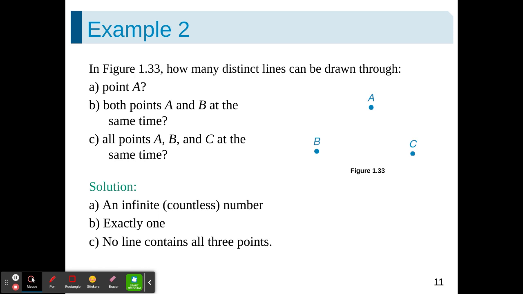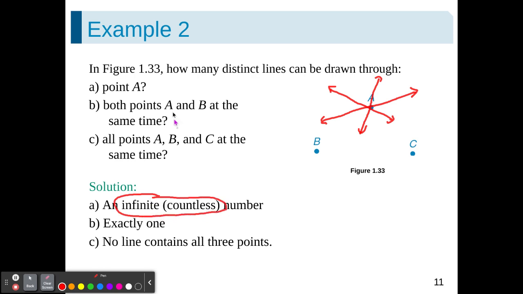In figure 133, how many distinct lines can be drawn through point A? For point A, that would be infinite, because when you think about it, we could draw any combination of lines. If we're going through point A, we could draw a line like this. Sorry, I didn't put arrows on there. We could draw a line like this, and we could just keep going for days drawing lines. That's why we call that an infinite or countless number of lines that can be drawn through A. For B, both points A and B are at the same time. So let's go ahead and clear this.